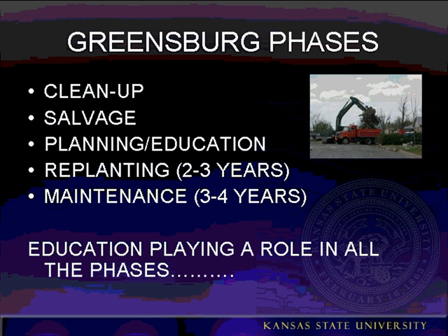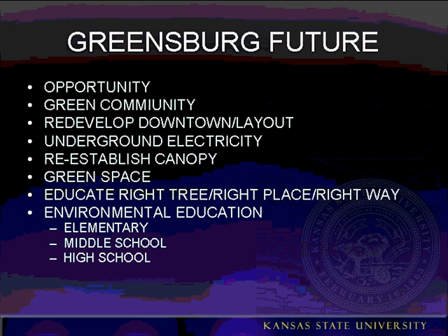I basically split it up into some phases. Cleanup phase, which Joplin is somewhat completed with, I think. Salvage, there's really not a whole lot to salvage from a tree standpoint. Planning and education plays a huge role in this, in all the phases. And then replanting and maintenance, the reality of that, replanting doesn't really get started for like 3 years. And then your actual maintenance schedule should be another 3 years after that. We probably started that a little bit early.